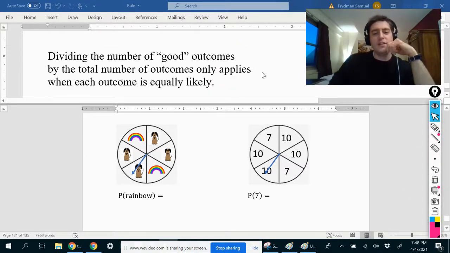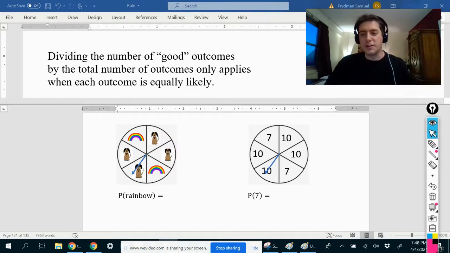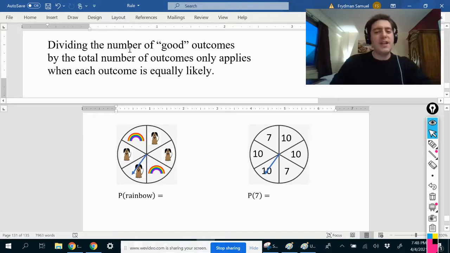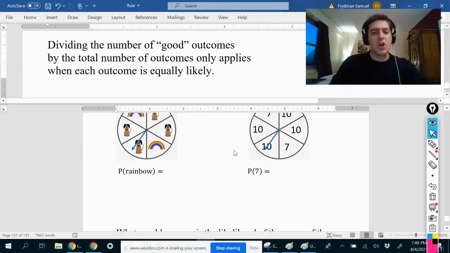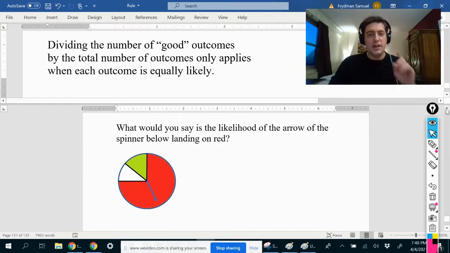Finally, I scrolled down to this before when I didn't know what I was doing, so now I actually want to do that. Dividing the number of good outcomes by the total number of outcomes only applies when each outcome is equally likely. So let's talk about that.